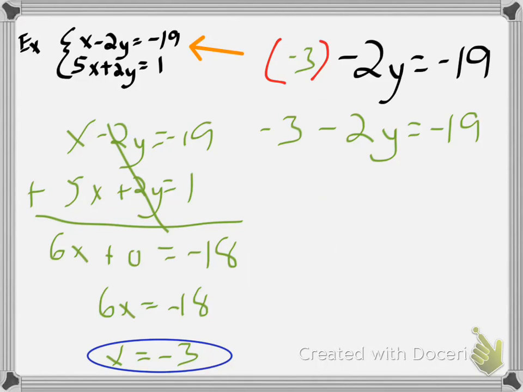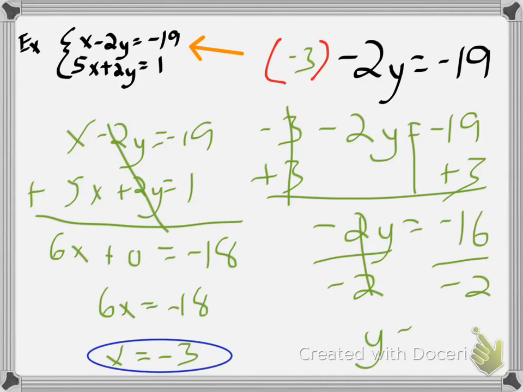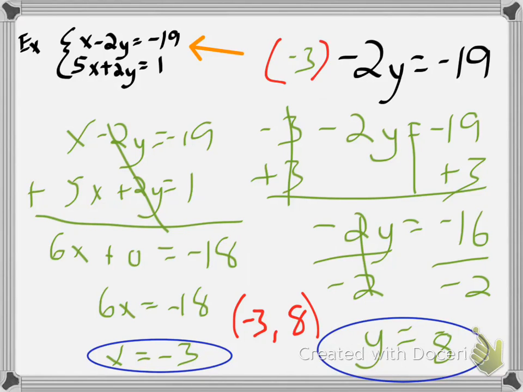To get rid of the negative 3, I'm going to add 3 to both sides. Negative 2y equals negative 16. Divide both sides by negative 2, and you get y is equal to 8. So now we have both our variables. So the last step is to write our ordered pair. Negative 3, comma, 8. And that's the solution to the system.